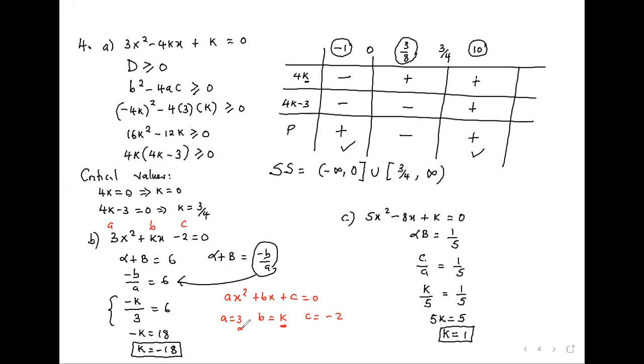Okay, I get it. Alpha plus beta is 6. Yes. All right.